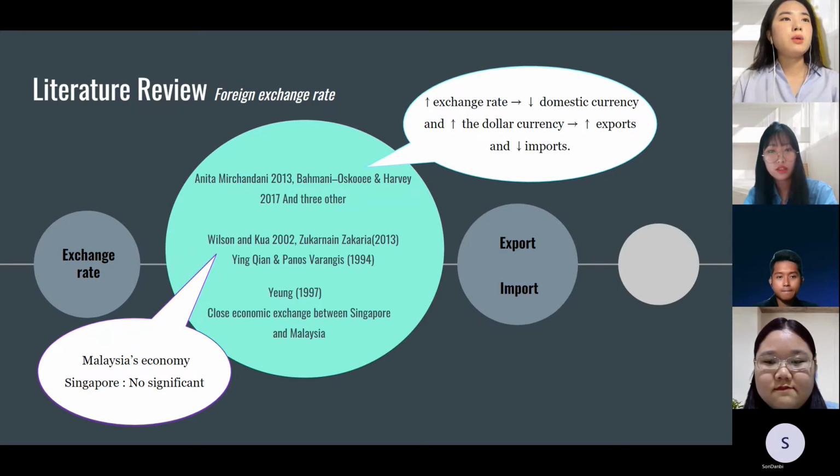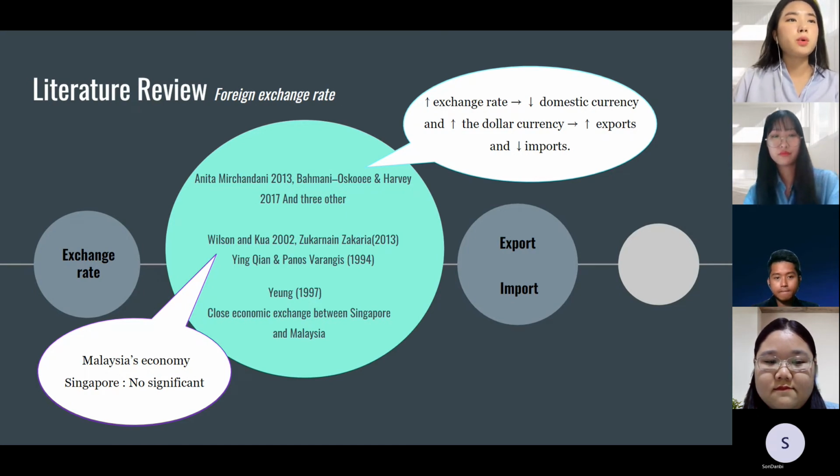Hello, I'm Sehee. Now let me review the literature we found. The first is about exchange rate and import and export. Anita and four others analyzed that the exchange rate and import and export have a significant correlation. In conclusion, the exchange rate and export have a positive relationship, and the exchange rate and import have a negative relationship. However, some papers are skeptical of this view.